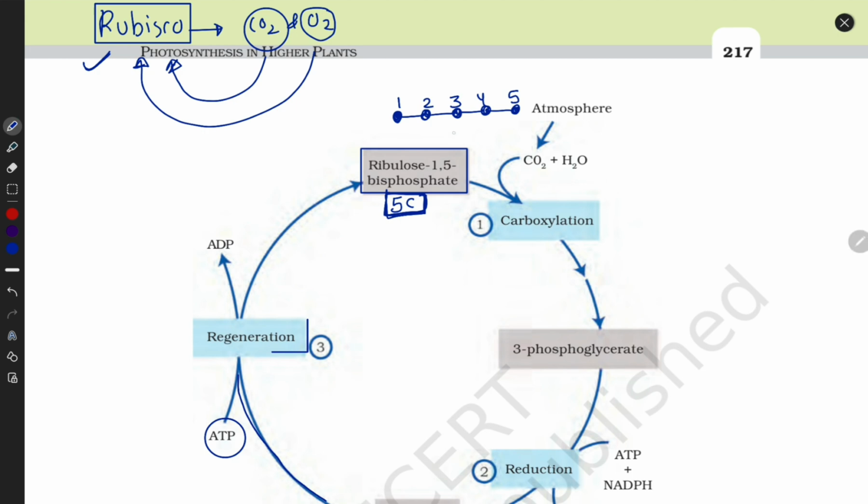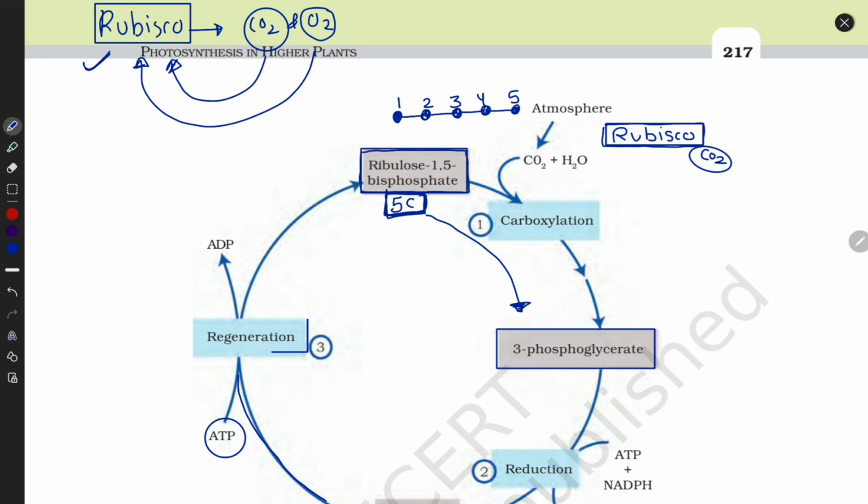Okay. Now we have the Rubisco enzyme. Rubisco enzyme binds with CO2 and converts 5 carbon to 6. Look at me. Rubisco enzyme binds with CO2. It converts ribulose 1,5-bisphosphate into 3-phosphoglycerate. At the position of 1, one phosphate is added. At the position of 5, another phosphate group is added.